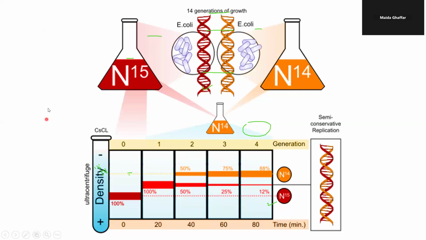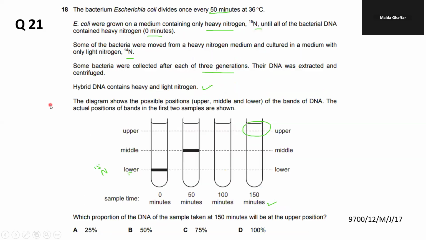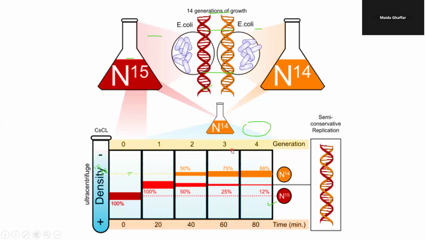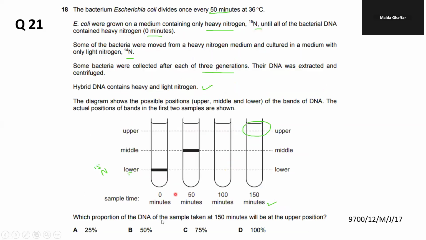So according to this, what should be the answer now? They are talking about 150 minutes, and according to this division, this was zero time, first generation, second generation, and the third generation. Now just look at the third generation. The N14 is 75%. So what should be the answer? Yes, C is the right answer. So you are going to make the interpretation like this after memorization of this particular slide.